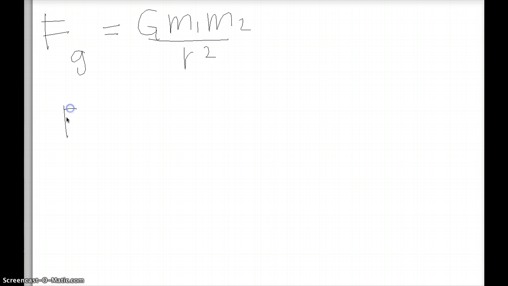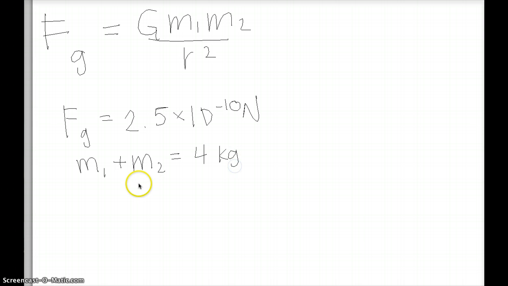We can assume we're on Earth, but the force of gravity we're trying to calculate is between two objects. So we're going to be using Newton's law of gravitation to find out what the force of gravity is between those two objects. And that's the equation. Force of gravity is given as 2.5 times 10 to the minus 10 newtons. The mass of 1, well, we don't know. We just know that when you add them up, you get 4 kilograms. So we can say that one of them is just equal to 4 minus the other one.